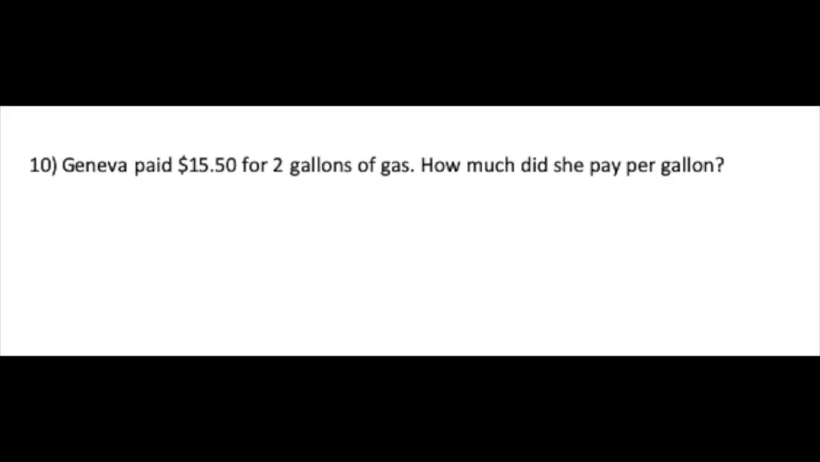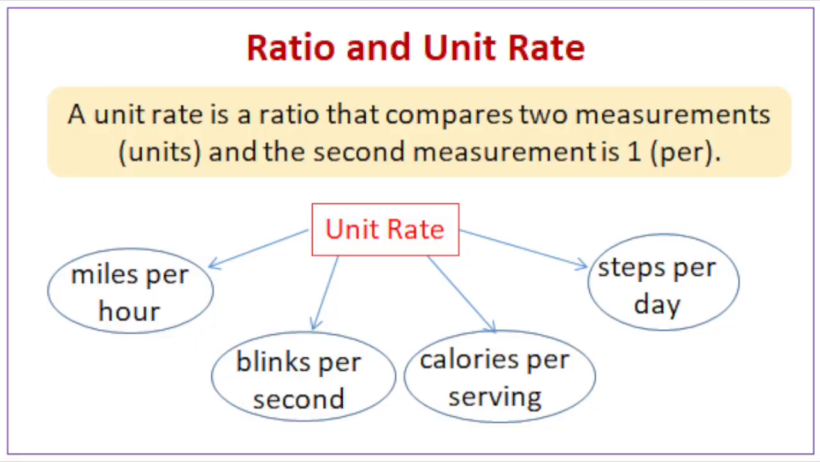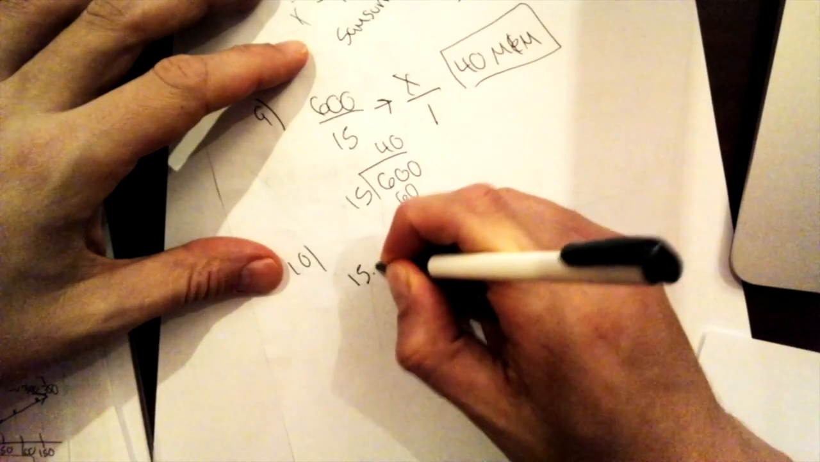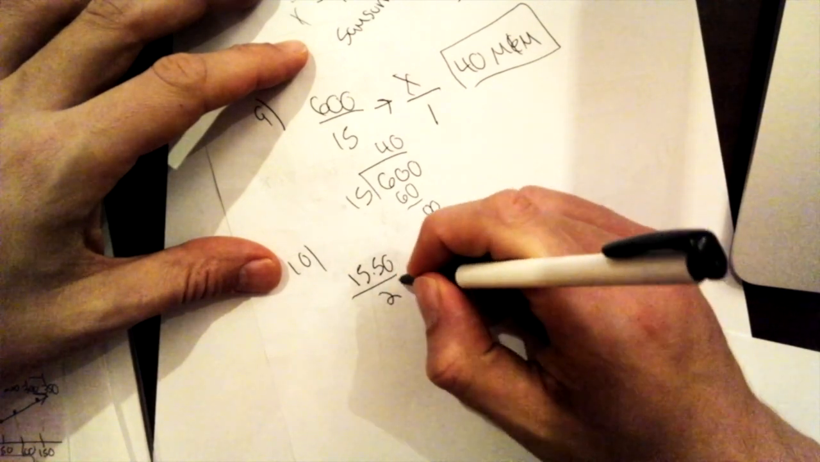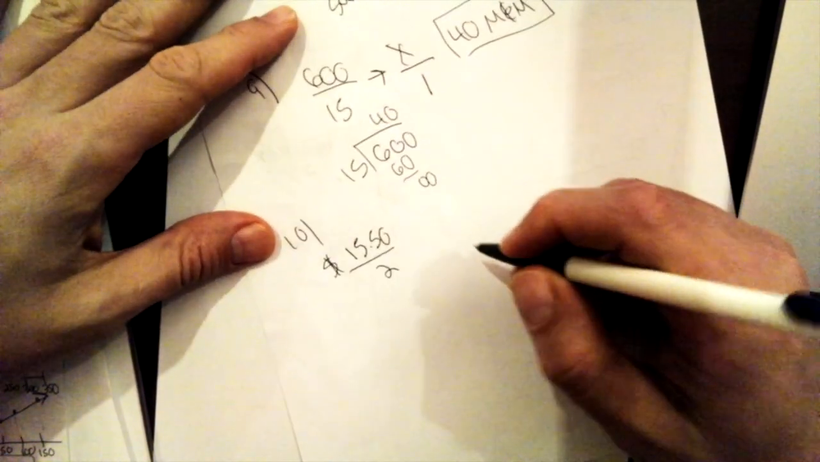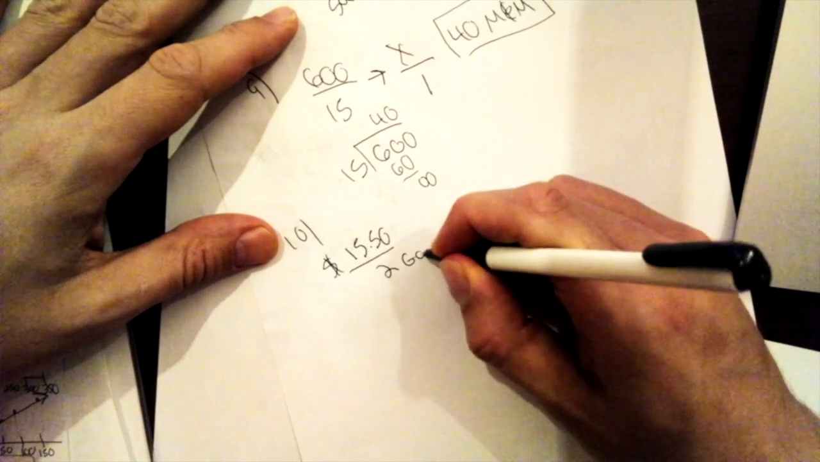Look at question number 10. Geneva paid $15.50 for 2 gallons of gas. How much did she pay per gallon? Remember, we're dealing with unit rates here. And there's the definition for the unit rate. Just a quick reminder. So that means it's per 1. So let's set up a rate. Remember, a rate is basically just an unsimplified unit rate. So we have $15.50 over 2 gallons.